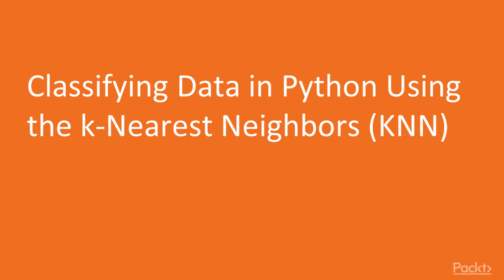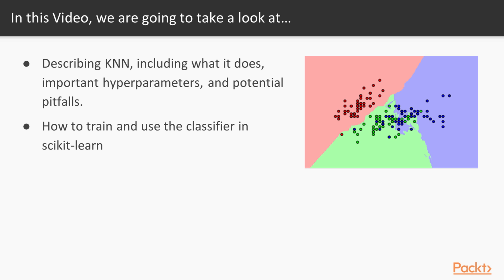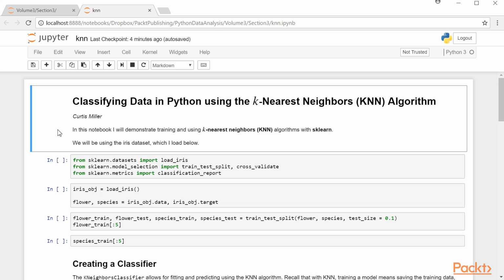Our first learning system will be the K-nearest neighbors classifier. In this video, I describe the K-nearest neighbors classifier. I describe how the classifier makes predictions, important hyperparameters it uses, and problems faced by the classifier. Throughout, I will be using the classifier to predict the species of iris flowers. This notebook will be focused on using the K-nearest neighbors classifier.